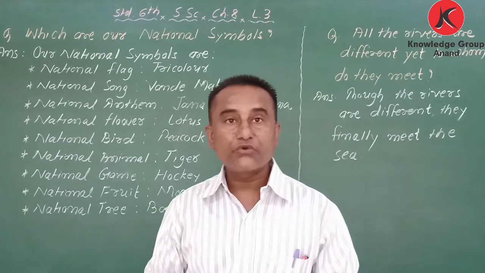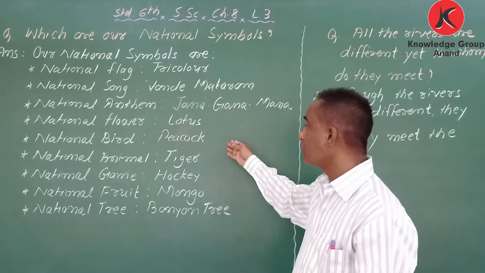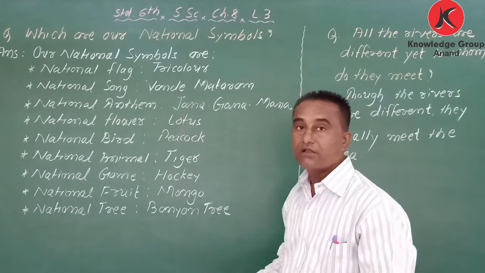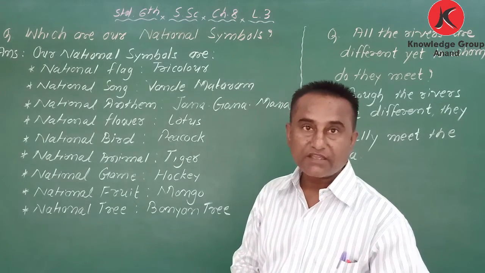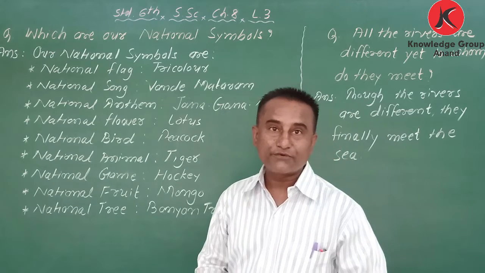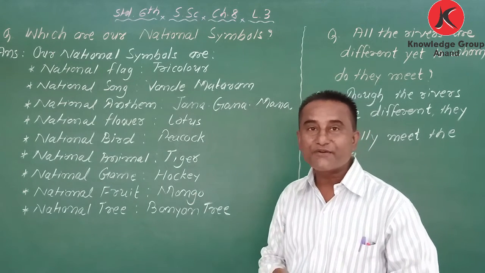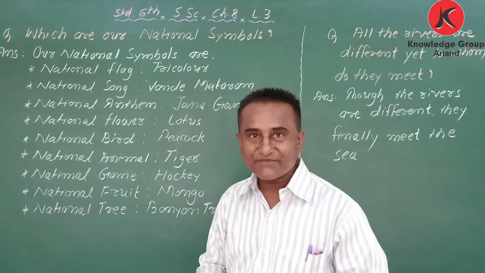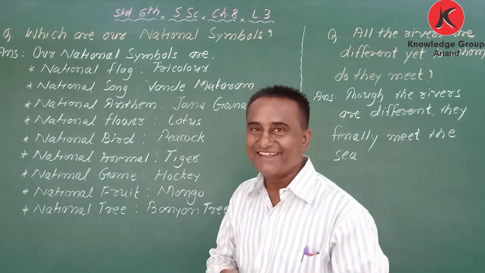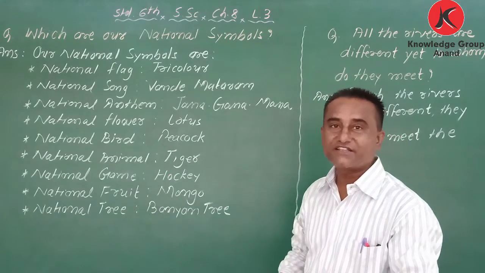My dear student, if you kill national bird peacock, or if you kill national animal tiger, it is a big crime. It's a big crime. A case can be filed on you. But if you cut our national fruit mango, is it a crime if you cut it? No idea. Okay, so we have to respect our national symbol.